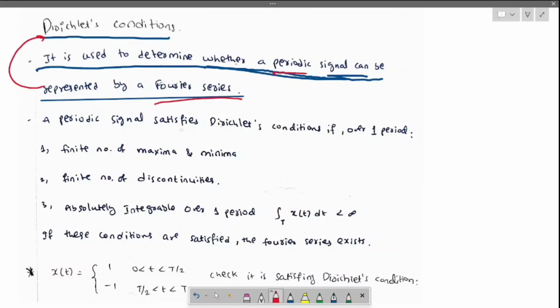Dirichlet condition. A periodic signal satisfies Dirichlet conditions over one period if it has a finite number of maxima and minima.